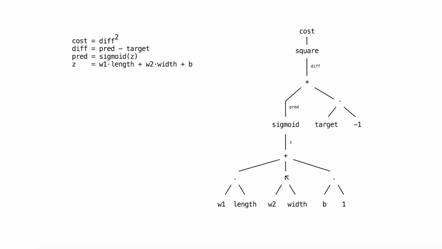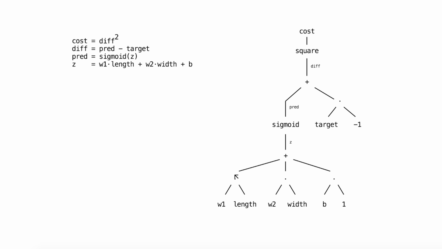W2 and width are fed into a multiply, and here they are. And then B and 1 are fed into a multiply, and you can see that here. We just don't have the 1 over here. And I do this for reasons you'll see later. Why would I multiply B by 1 if it's just B? But it'll make things more clear when we take the partial derivative.